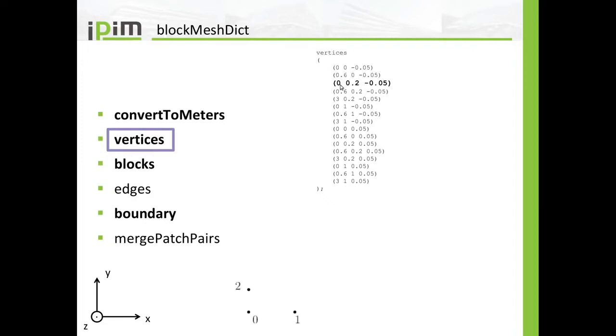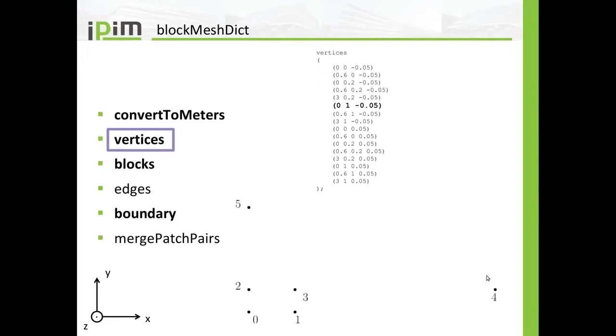Then coordinate number 2 has an x coordinate of 0 and a y coordinate of 0.2, so it's shifted in the y direction. Coordinate number 3 has an x coordinate of 0.6 and a y coordinate of 0.2, so it's here. Coordinate number 4 has an x coordinate of 3 and a y coordinate of 0.2, so it's located here.